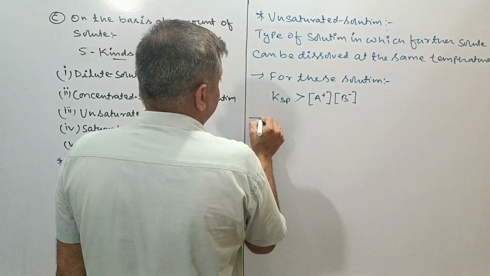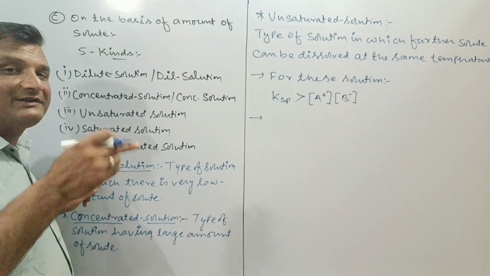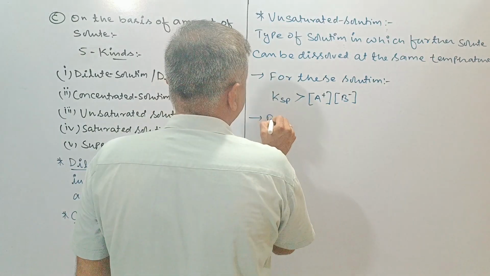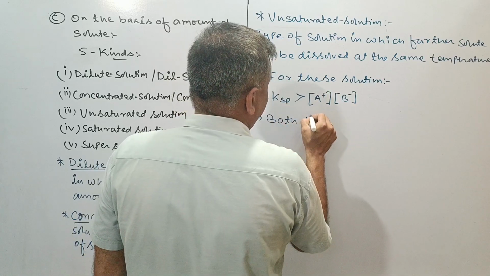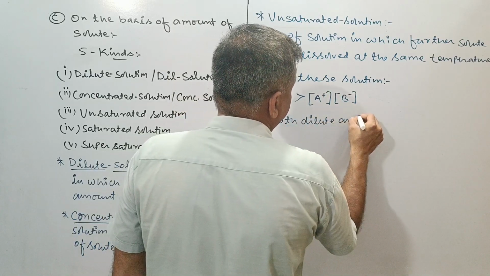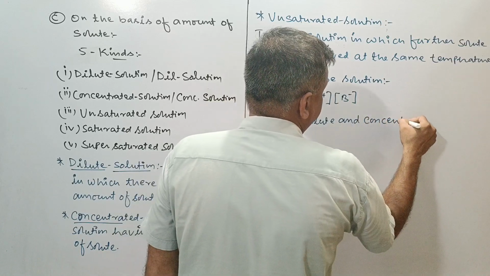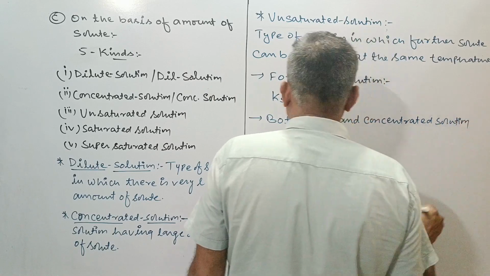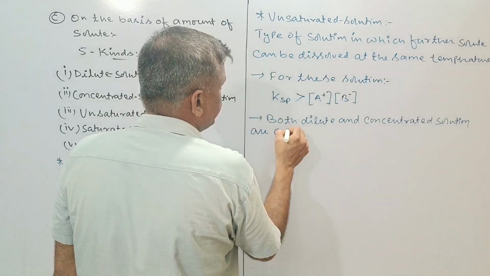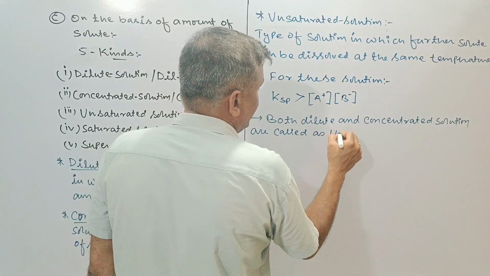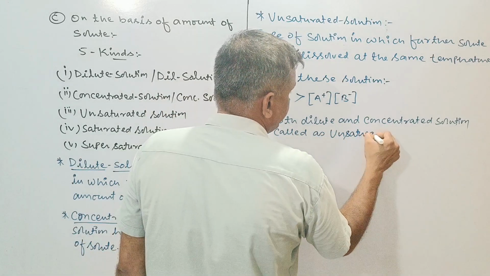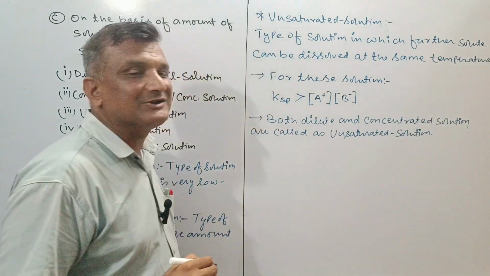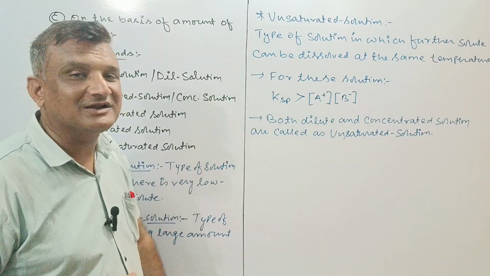If we go with the dilute solution, we can add further solute, and in concentrated also. So we can say that both dilute and concentrated solutions are called unsaturated solutions. So dilute and concentrated can also be called unsaturated solution.